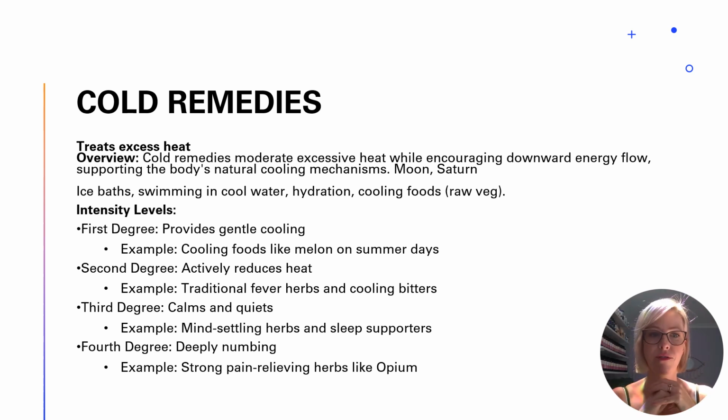So we're going through the intensity levels again. First degree cooling would be like having melon on a summer day. That'll cool you down a little bit. Second degree will actively reduce heat, so traditional fever herbs and cooling bitters. Third degree calms and quiets, so mind settling herbs and sleep supporters. Now we're looking at things like passion flower, things that actually sedate you. So it's not just physically cooling, it's mentally cooling, slowing things down. And fourth degree, strong pain relieving herbs like opium, so deeply numbing. So we've gone from physically cooling and reducing heat to sedating and numbing.